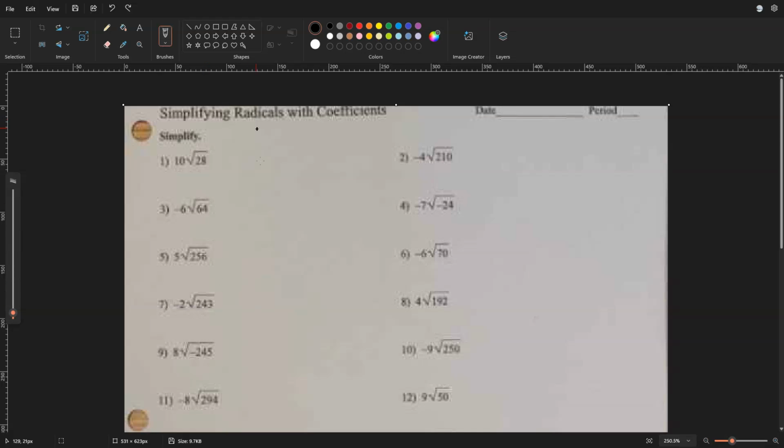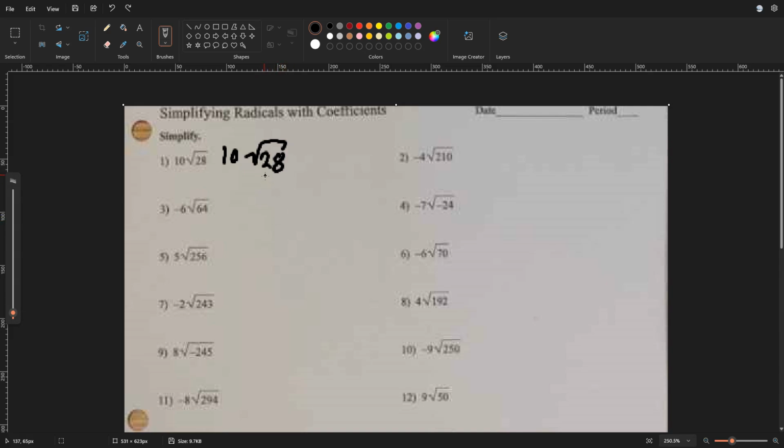Alright, so in this video we're going to be simplifying radicals with coefficients. The picture is a little blurry, but we're going to make do with it. So let's look at problem number 1. We see it's 10 square root of 28. So we have a 10 as a coefficient, and we have 28 as our radical.